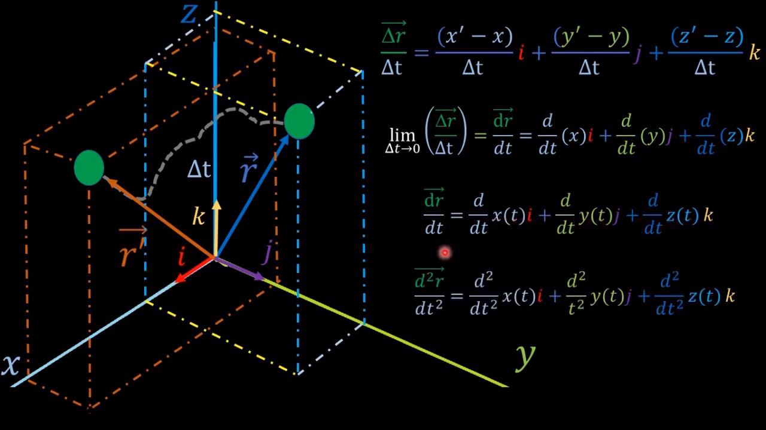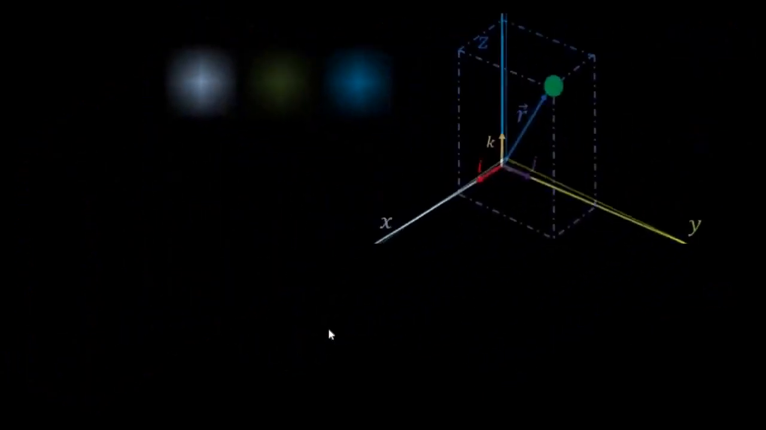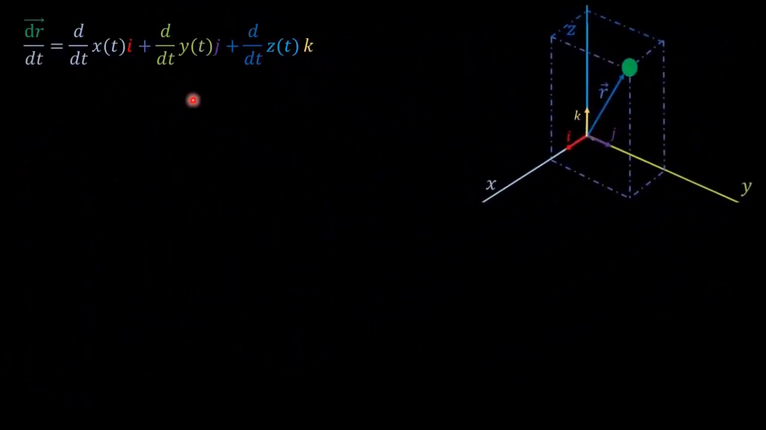So if we take the second derivative now, we'll get the acceleration, the instantaneous acceleration, provided we know the function of x with respect to time, y with respect to time, and z with respect to time. So this expression here is making the assumption that i, j, and k are fixed.